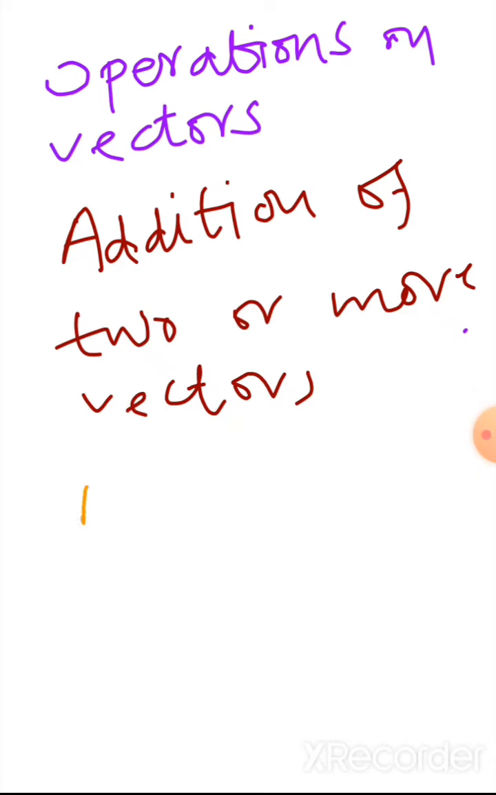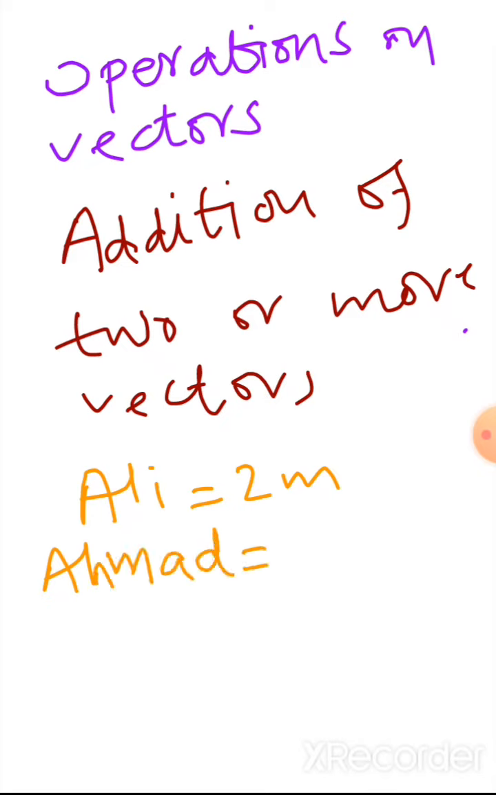For example, Ali traveled a distance of 2 meter. Ahmed traveled a distance of 5 meter. The total distance Ali and Ahmed travel is equal to 2 plus 5 is equal to 7 meter.